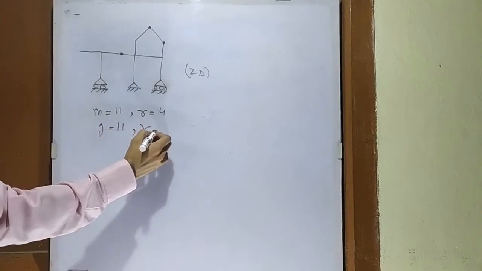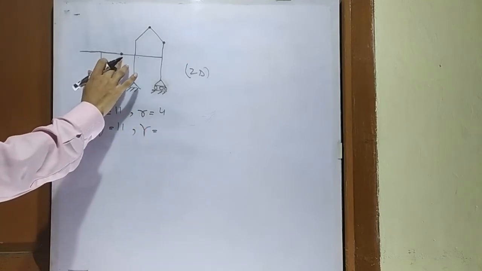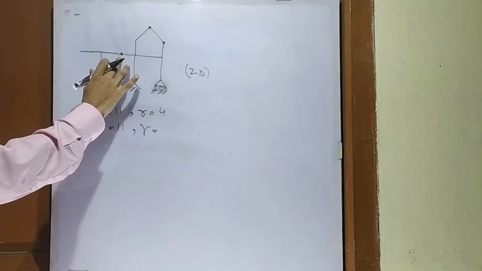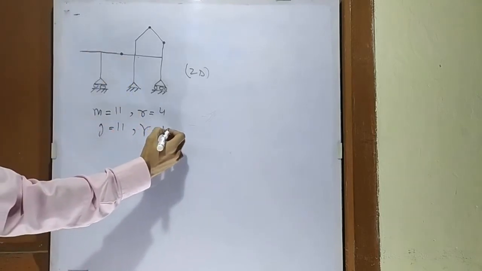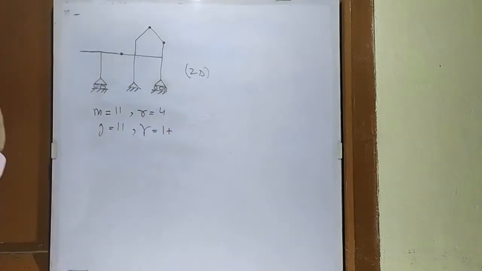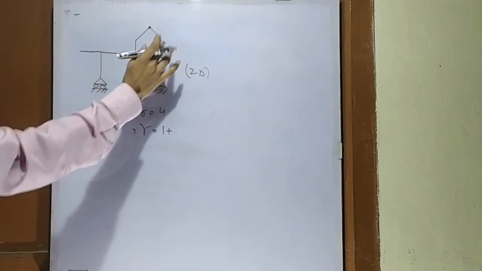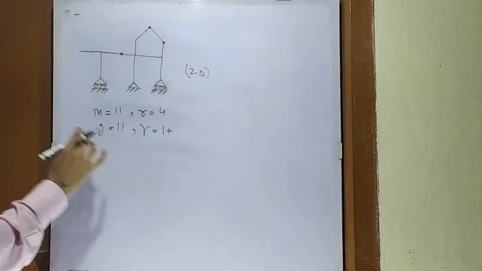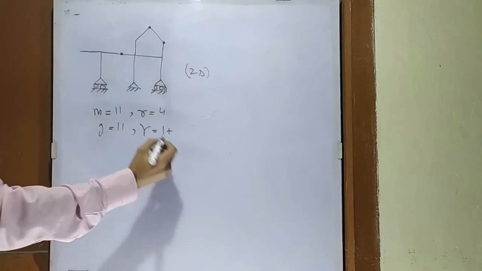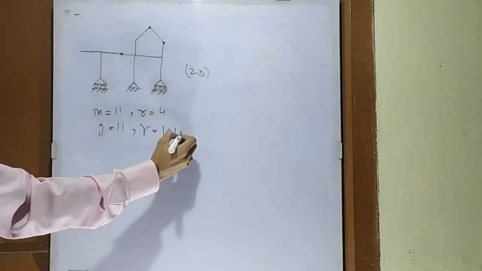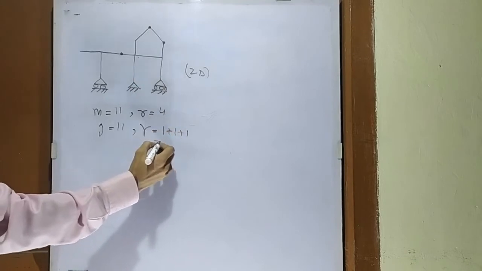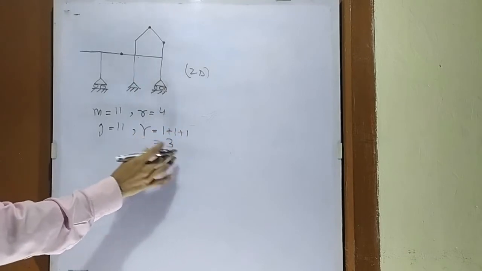What is the number of releases? At this internal hinge, the number of members meeting is 2. So the release will be m minus 1, which is equal to 1. And also at these two internal hinges, the number of members meeting at each hinge is 2. So the number of releases will be m minus 1, which is 1 for each internal hinge. So gamma will be 3.